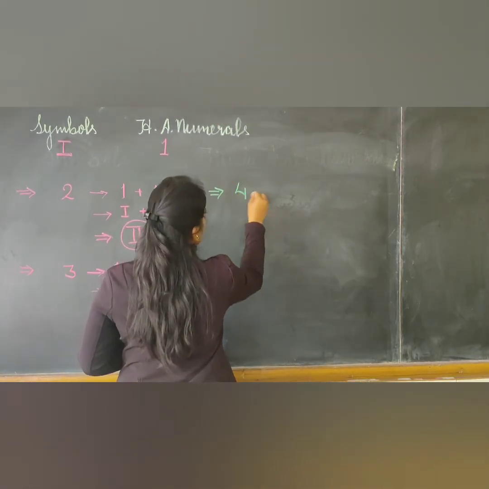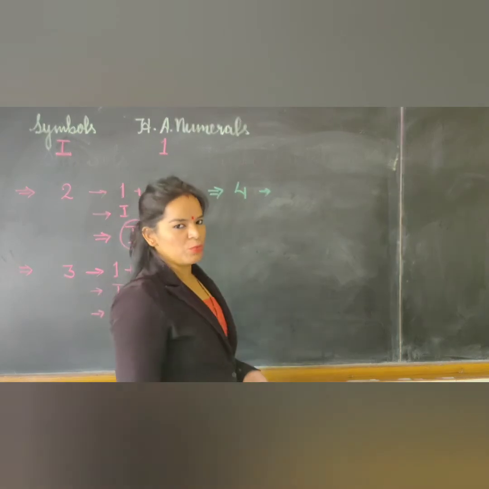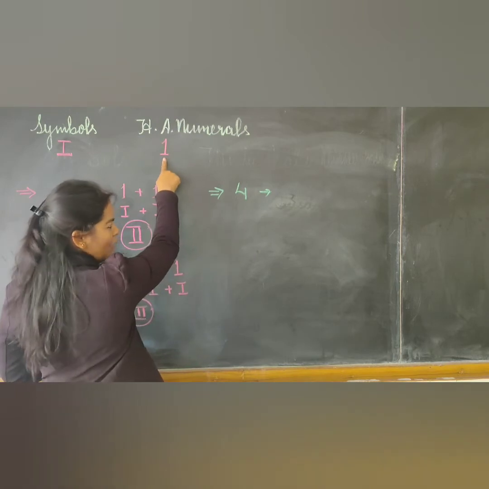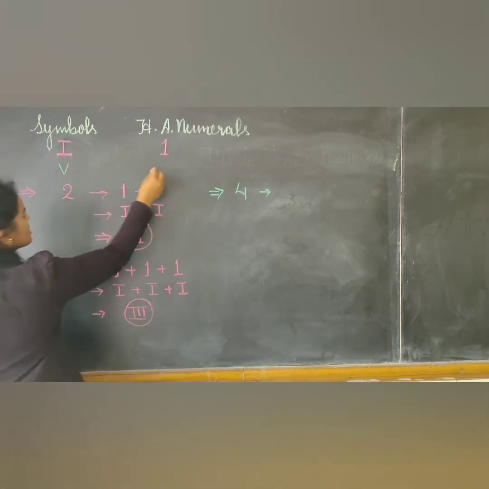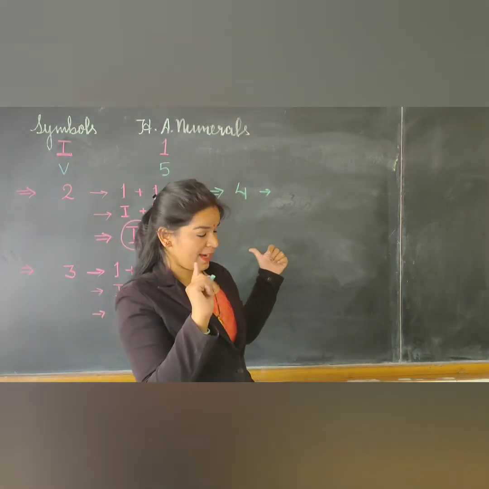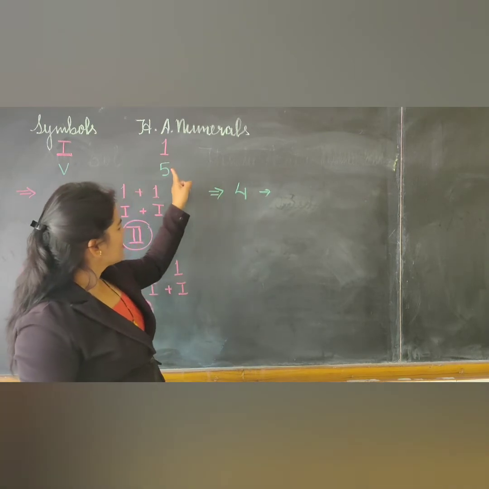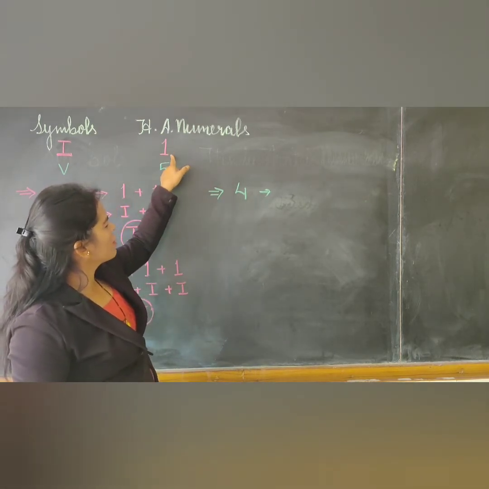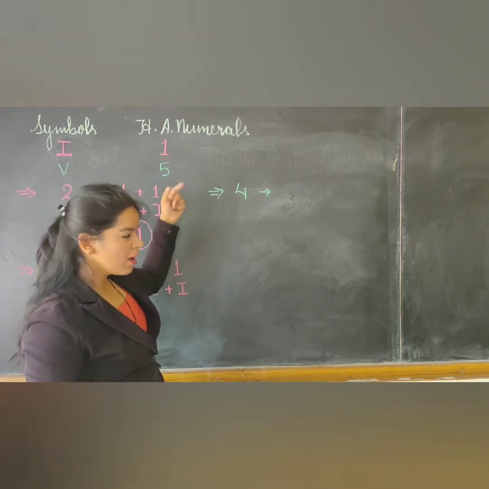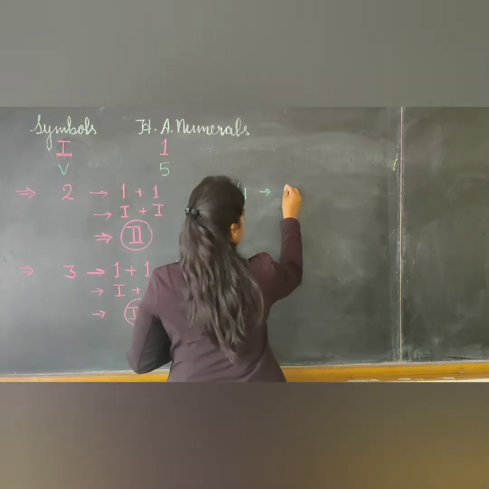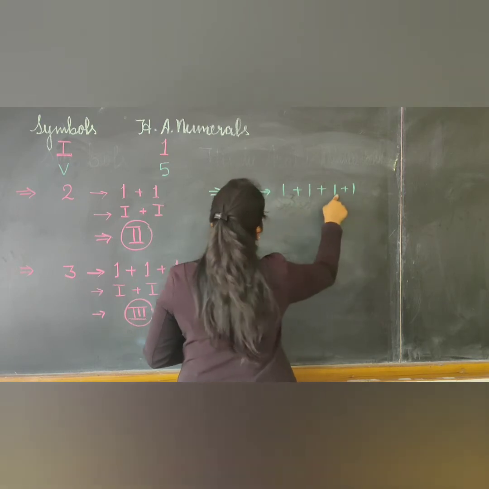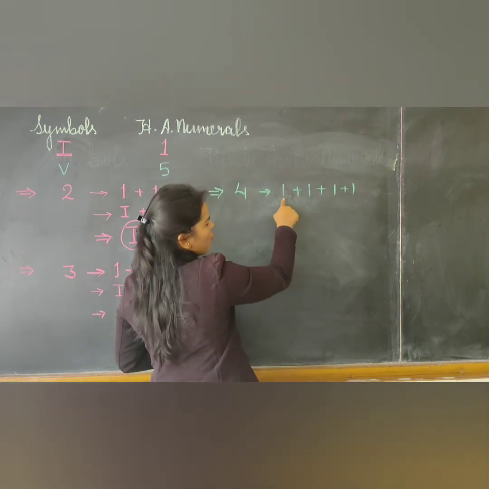How to write 4 in Roman numerals? Students, we know that I is used for 1, and V is used for 5. What we have to keep in mind is that 4 is near to 5, so 4 is closer to 5. So how can we get 4? One method can be this: 1 plus 1 plus 1 plus 1, which is very long. It shows that 4 is very far from 1.